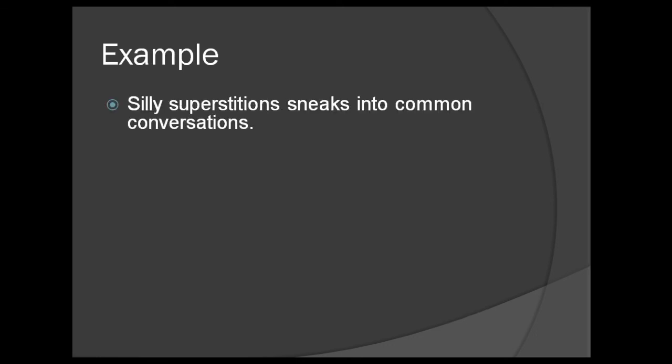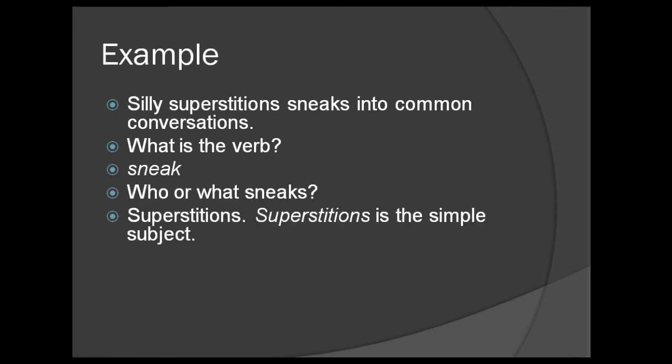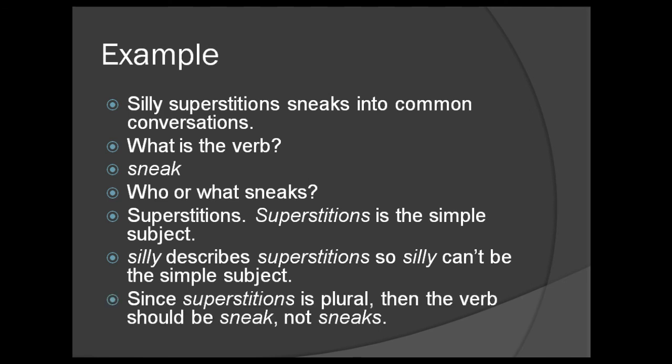First example: silly superstitions sneaks into common conversations. So what's the simple subject? Well, let's start by finding the verb. The verb here is sneaks or sneak. Who or what sneaks? The superstitions. Superstitions is the simple subject, and it is going to be plural. Okay, and we know silly is not the simple subject because it describes the superstitions. Since superstitions is plural, then the verb should be sneak, not sneaks. Again, we rarely have a plural subject ending in S and a verb ending in S as well.